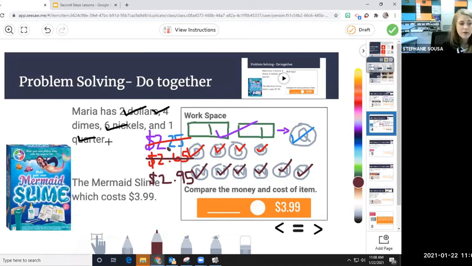So this time I showed a different strategy. I did not use the addition strategy with all the values. This time I used some mental math and counted up. You can use whichever strategy works best for you. Okay? So now we are going to write down our total, $2.95.